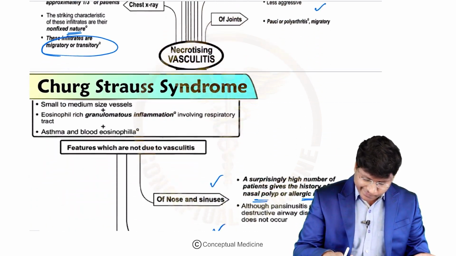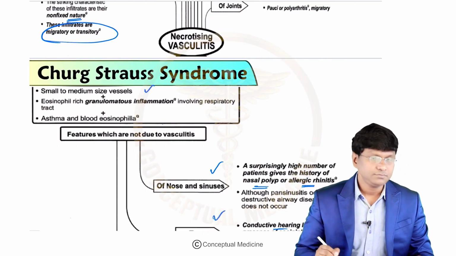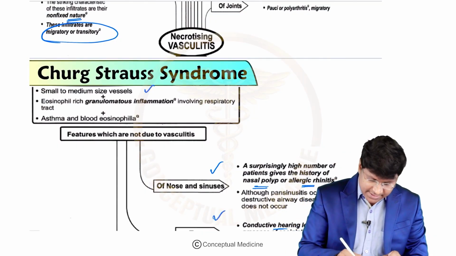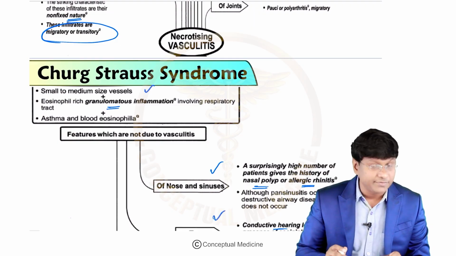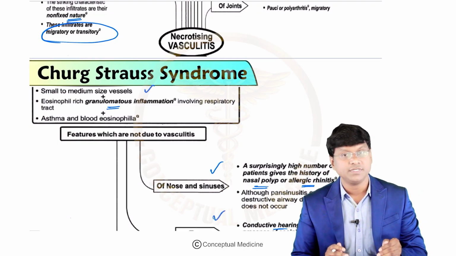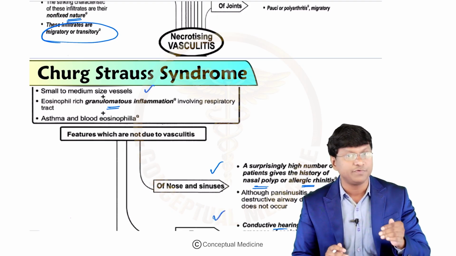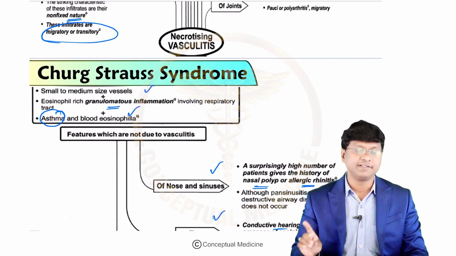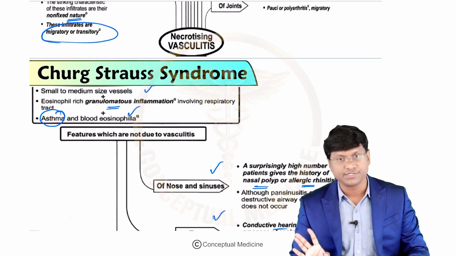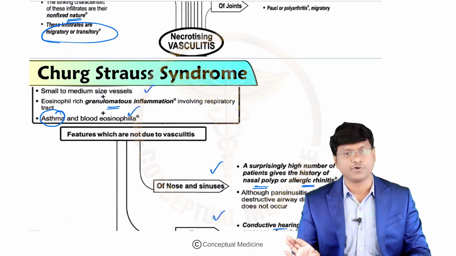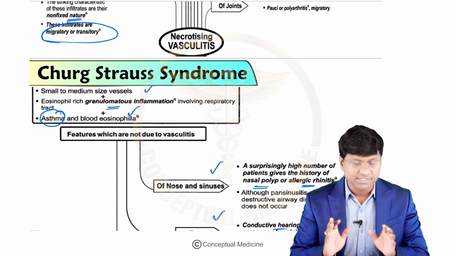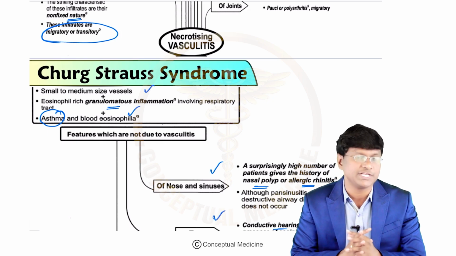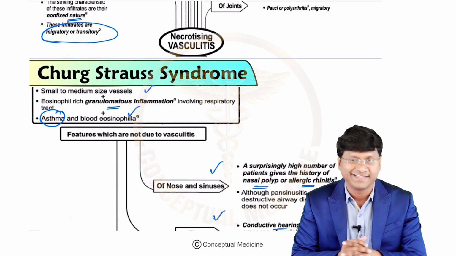So to summarize, Churg-Strauss syndrome is a small vessel vasculitis. Occasionally it can be a medium vessel vasculitis, and it has eosinophil rich granulomatous inflammation involving the respiratory tract, because of which there is asthma as well as blood eosinophilia. The first line treatment will be corticosteroids. And in severe forms, cyclophosphamide should be given. So this completes the discussion of this very important topic, Churg-Strauss syndrome, which is a small vessel vasculitis. Thank you very much.